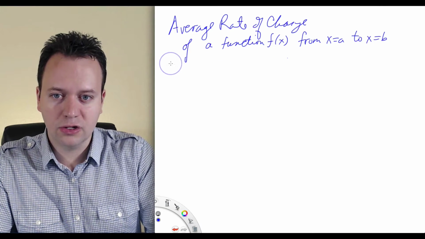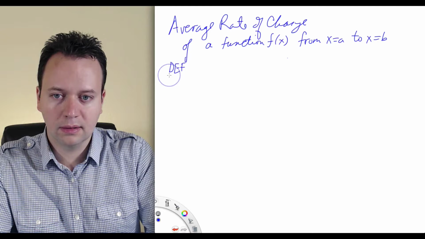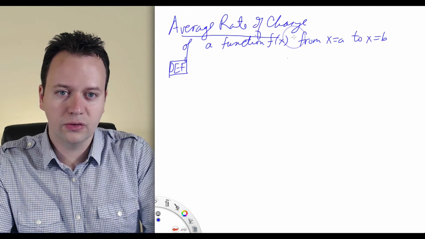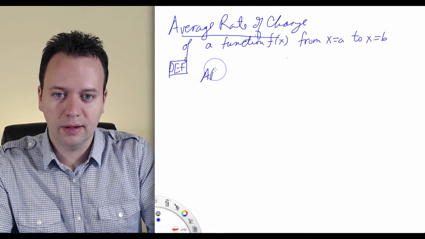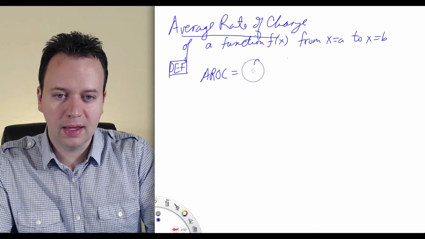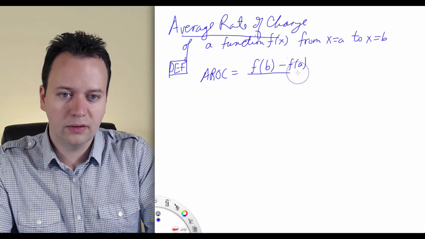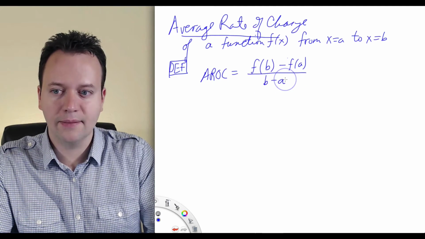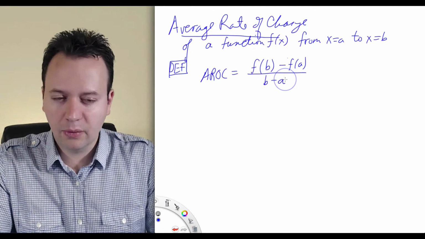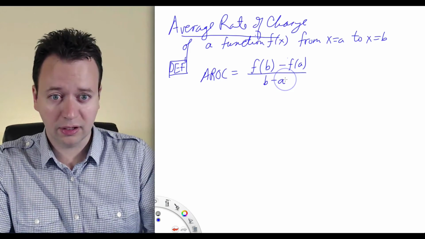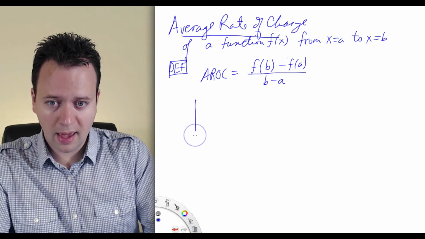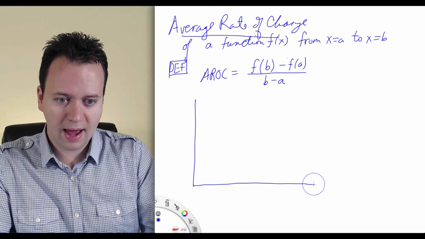And the definition of the average rate of change, I'll just call it AROC, is given by f of b minus f of a, divided by b minus a. So let's understand what this definition means graphically first. Let's draw a graph.